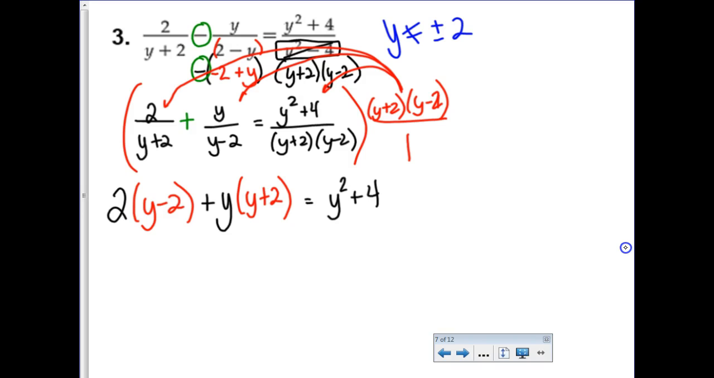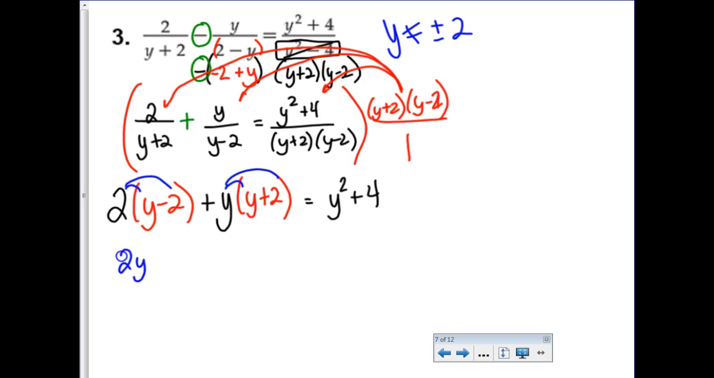So this is what I'm talking about, where sometimes kids try to jump a step and they distribute the 2 already and they distribute the y already. You can. I'm just telling you, that's where people mess up. So I don't know if it's a wise move. So let's distribute now as a separate step.